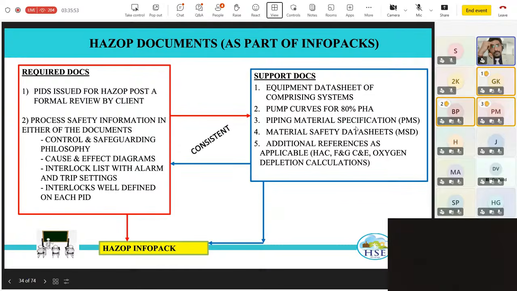So that should be available in many HAZOPs, because they dictate what would be the severity of an event or incident, and that is how we have to mention their criticality. So that is important. Next is additional reference as applicable, like hazardous area classification, fire and gas, cause and effect, oxygen depletion calculations.